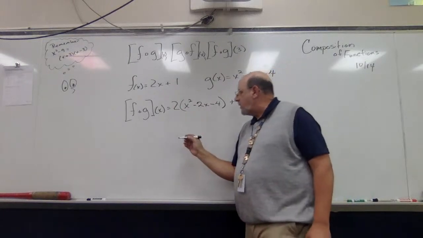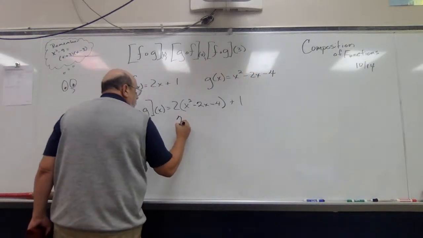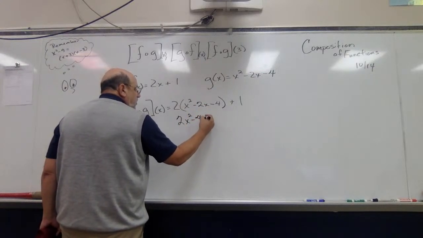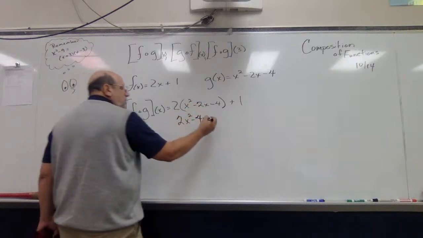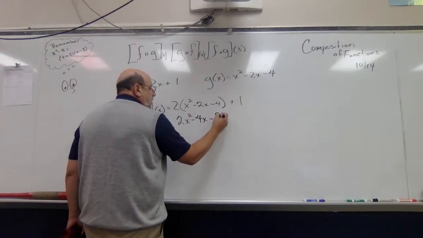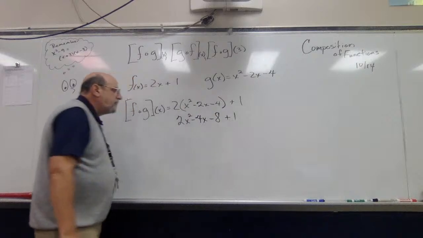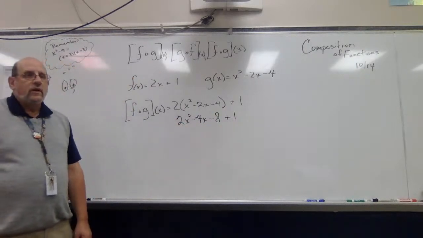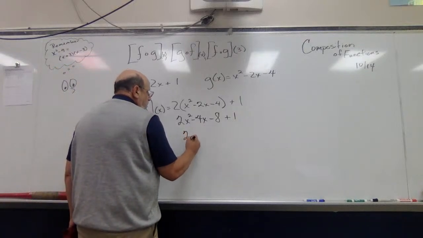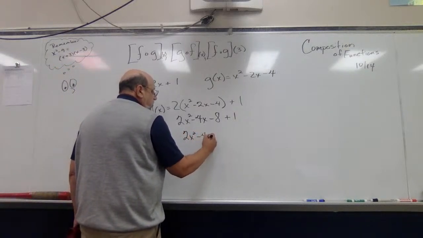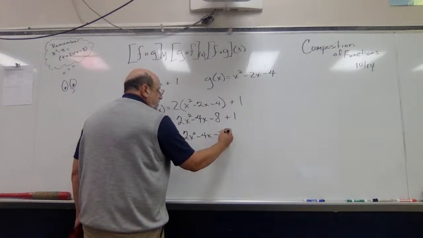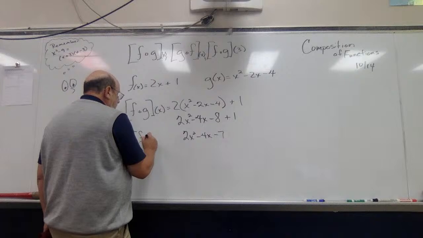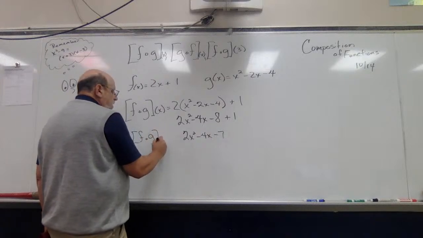So what's 2 times x squared? 2x squared. What's 2 times 2x? 4x. And then 2 times 4 is 8, plus 1. Okay? Now I can simplify this, right? I have a minus 8 and a plus 1. So I can rewrite 2x squared minus 4x minus 7. Is there anything else I can combine there? Not really. No, I can't.